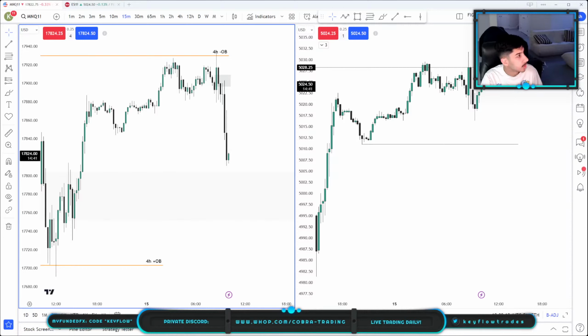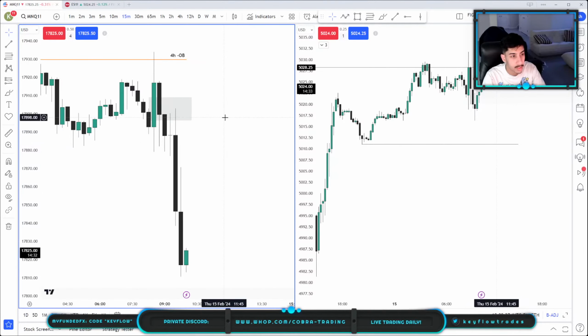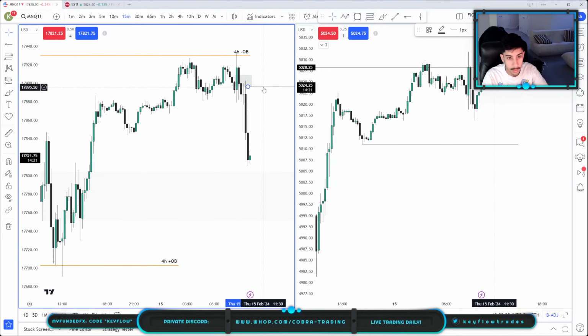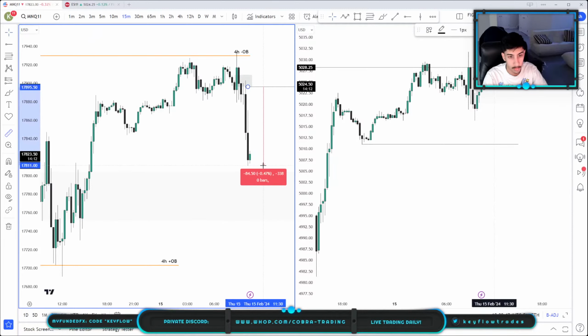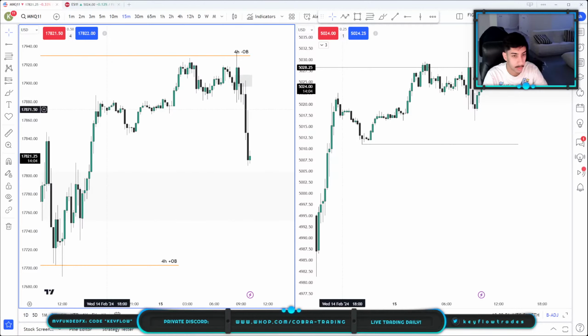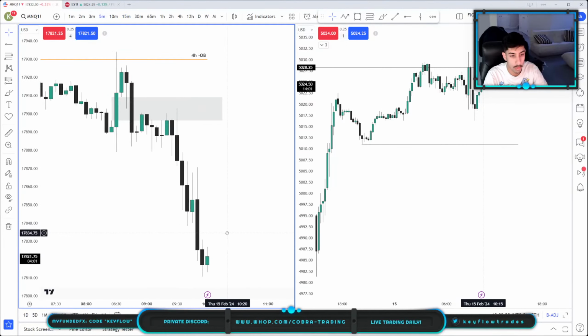Caught the drop down, man. Everybody in here would have caught the drop down, and I literally alerted the play at 9:28. I shorted at 17,896. Where's 17,896? Somebody look at it. It's up here where I shorted, from here. How many ticks? Let's take a look. 338 ticks. We missed out on it though, which kind of sucks, but all good.